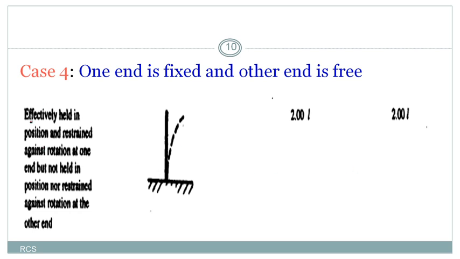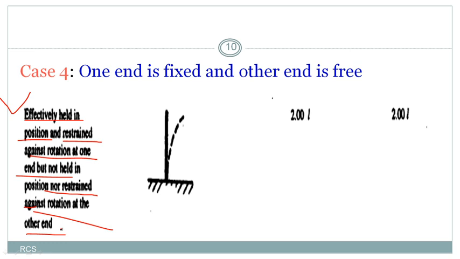Right. Here, effectively held in position. The case is effectively held in position and restrained against the rotation at one end. So at only one particular end we have a restraint against rotation. See the meaning: effectively held in position and restrained against the rotation at the one end. Only at a particular one end it is held in position, and at that particular end only it has a resistance against the rotation. Right? And at the other end there is no resistance against the rotation.